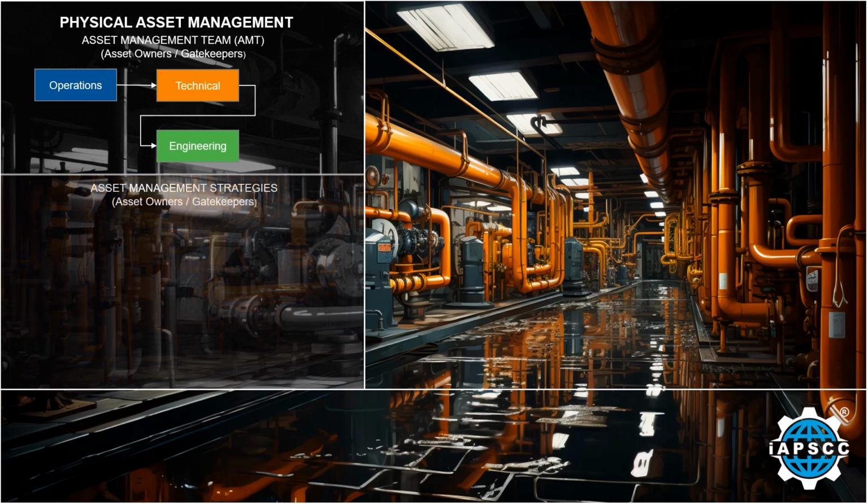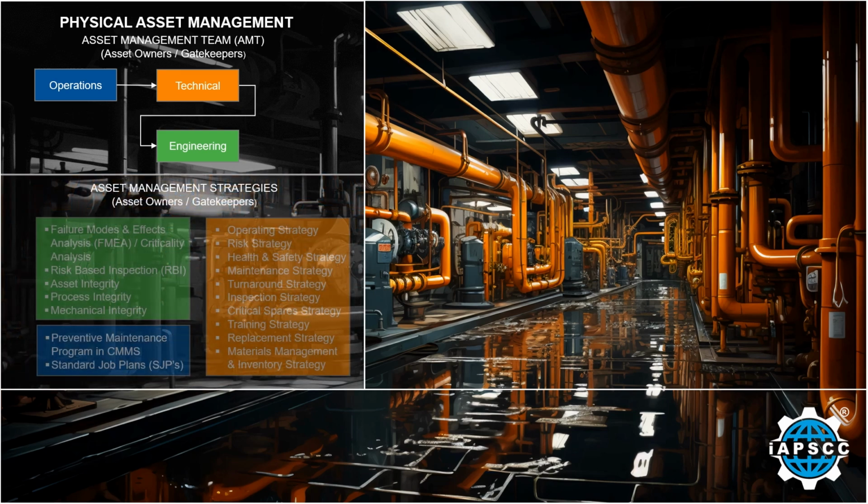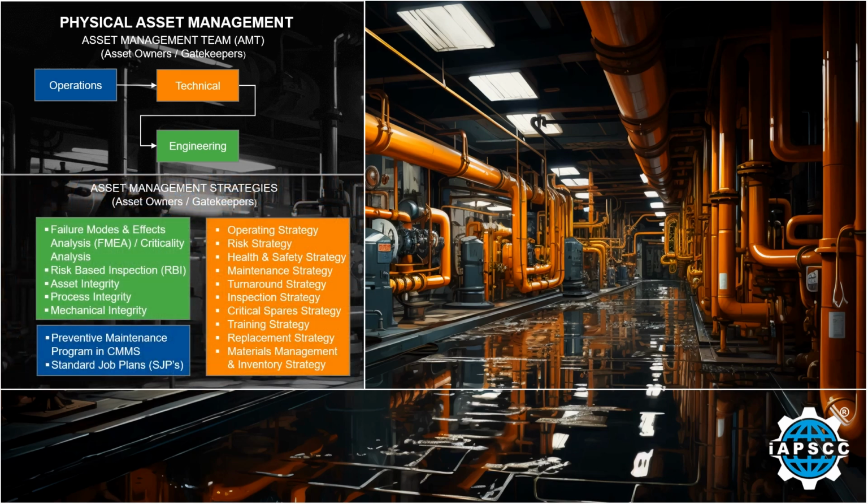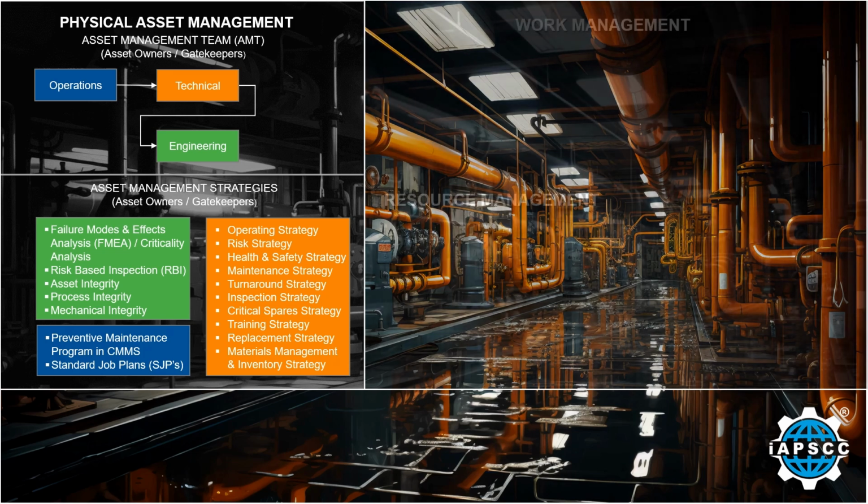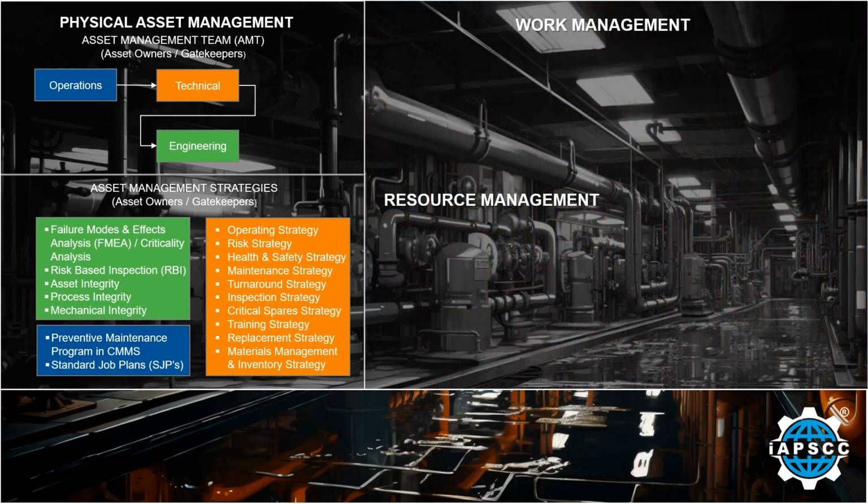The second element of RAMP is asset management strategies. This is where the AMT determines various strategies necessary for optimizing asset reliability and process availability aimed at risk mitigation and business performance optimization. This is where planning services receive significant data and information required to plan effectively. The third element of RAMP contains work management and resource management. Within work management, we have centralized planning as a service to AMT.